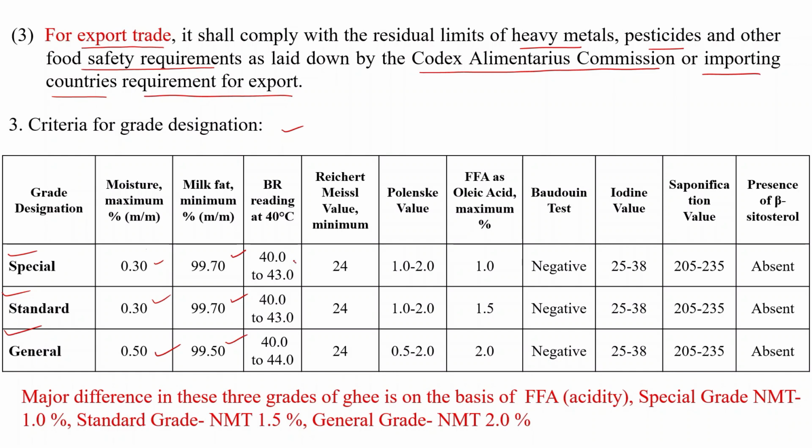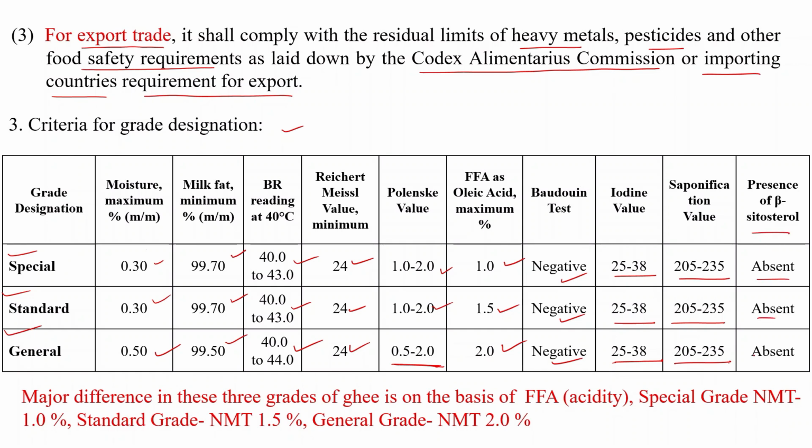BR reading is 40 to 43, 40 to 43, here 40 to 44. And then RM value minimum 24, minimum 24, minimum 24. Polenske value 1 to 2, 1 to 2, and in general FSSAI it is 0.5 to 2. And free fatty acid, in special grade it should be maximum 1%, standard 1.5, general it is 2%. Then Baudouin test should be negative, that is, vanaspati should not be there. Iodine value ranges from 25 to 38, and then saponification value should range from 205 to 235, and then beta sitosterol as determined by HPLC should be absent.